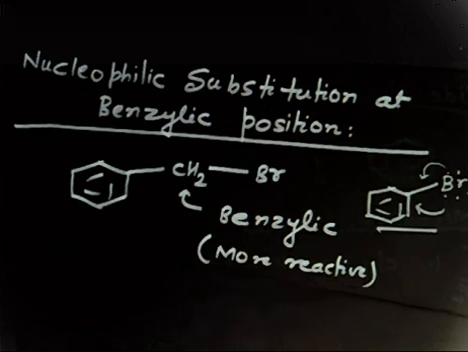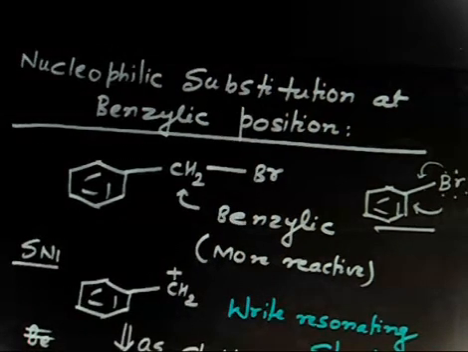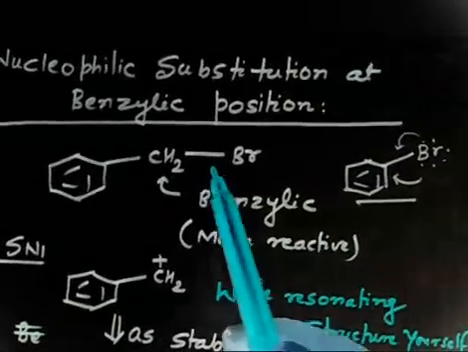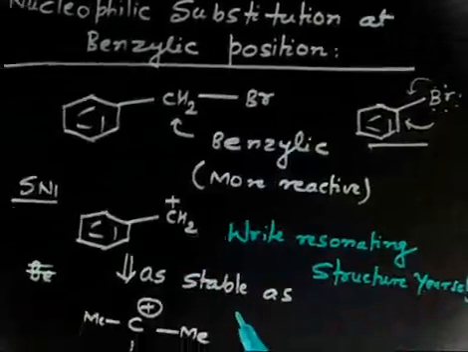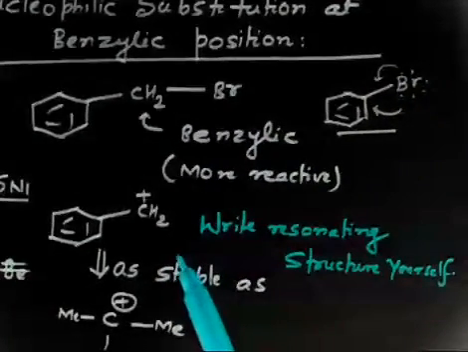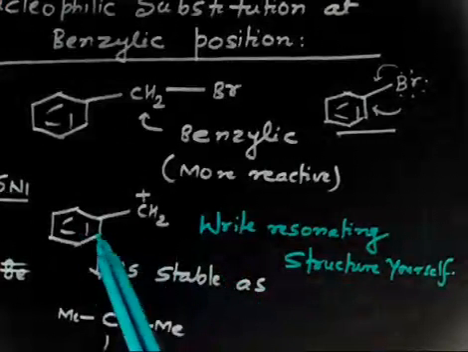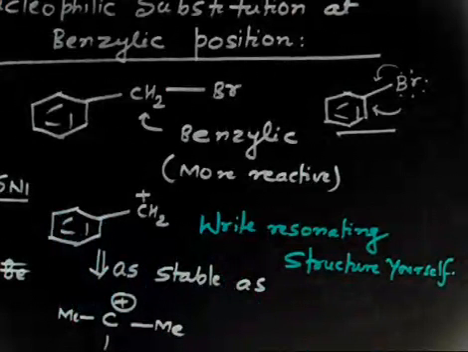What we have to do is, what is the SN1 mechanism? In SN1, in the first step, the leaving group goes. So if I remove Br, I will have CH2+. And this carbocation is basically stable. You can write the resonating structures yourself. So you can go here, the electrons will oppose each other again. You can go, and you will have another resonating structure.